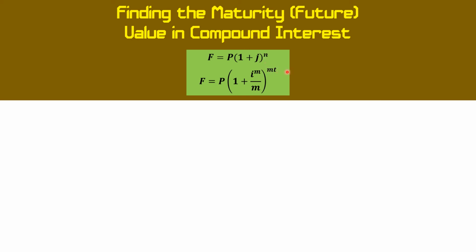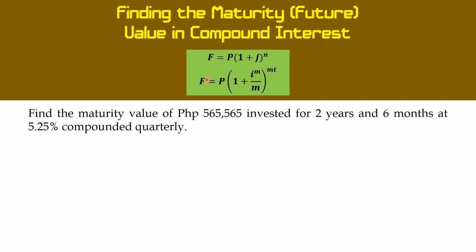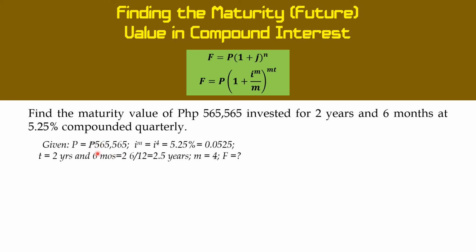So, now let me show you an example. I have here, find the maturity value of 565,565 pesos invested for 2 years and 6 months at 5.25% compounded quarterly. Okay, present natin ang given. The given are, the principal, ito yung pera na yon, and then i raised to m, this is the annual rate. That is equal to i raised to 4. Why 4? Kasi compounded quarterly. Okay? And it is equivalent to 4. m is equal to 4. And then i raised to 4 is equal to 5.25%.